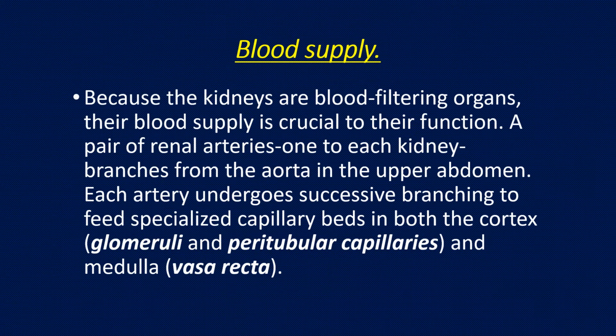One important part of this lecture is the blood supply in the kidney. Because the kidney is a blood-filtrating organ, the blood supply is very important. A pair of renal arteries, one to each kidney, branch from the aorta in the upper abdomen. Each artery undergoes successive branching to specialized capillary beds: in the cortex, glomeruli and peritubular capillaries, and in the medulla, vasa recta.